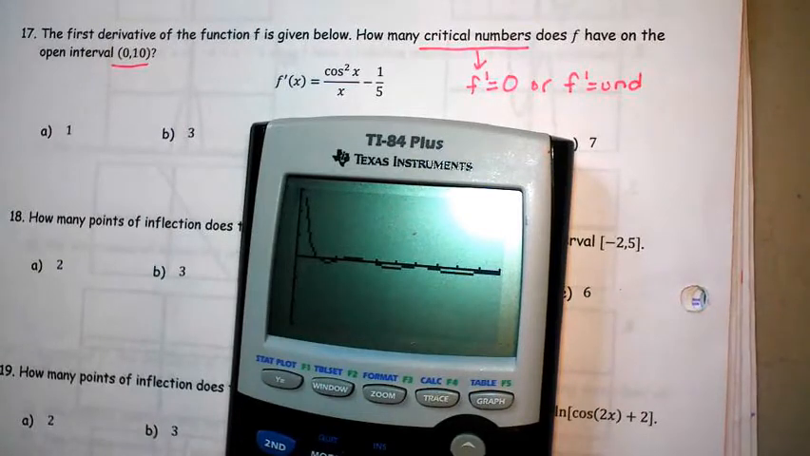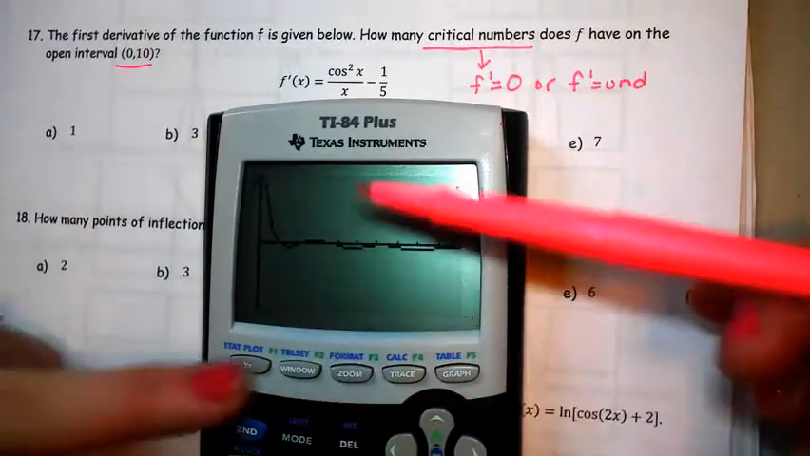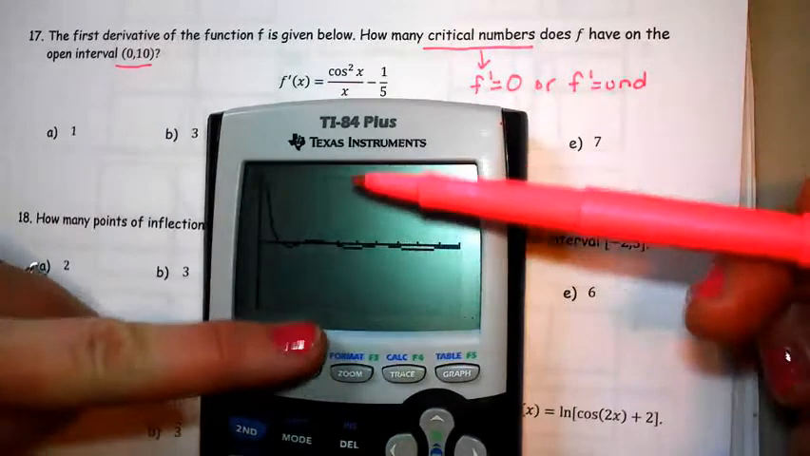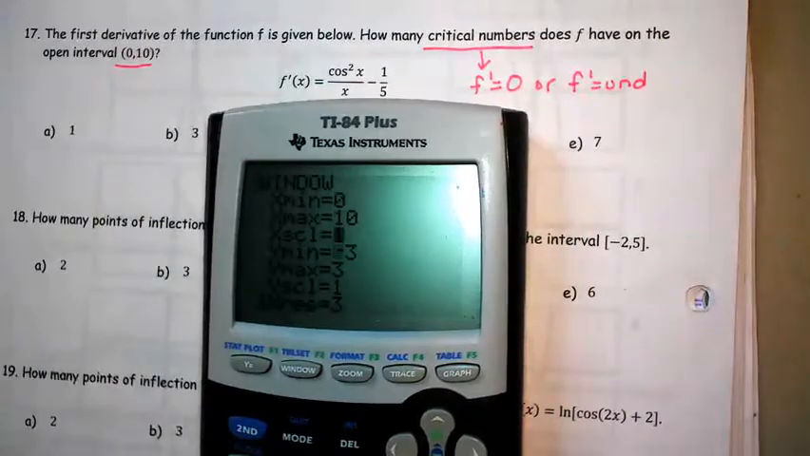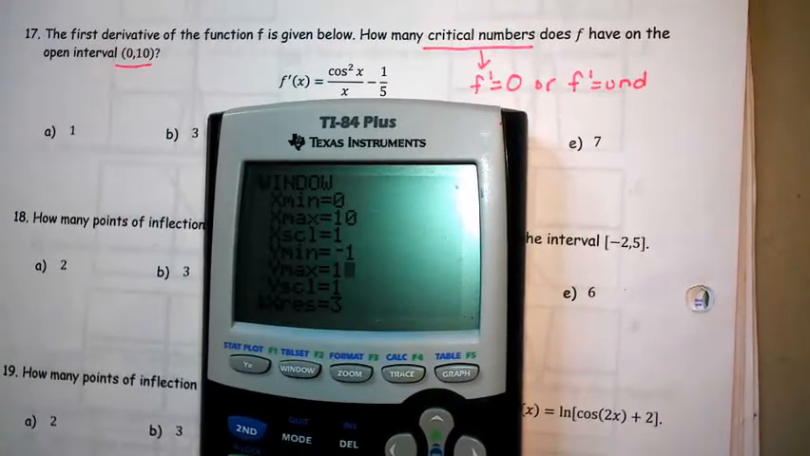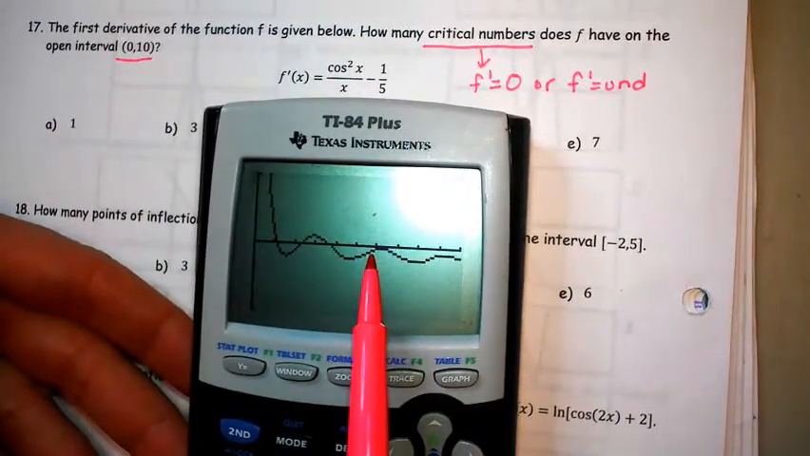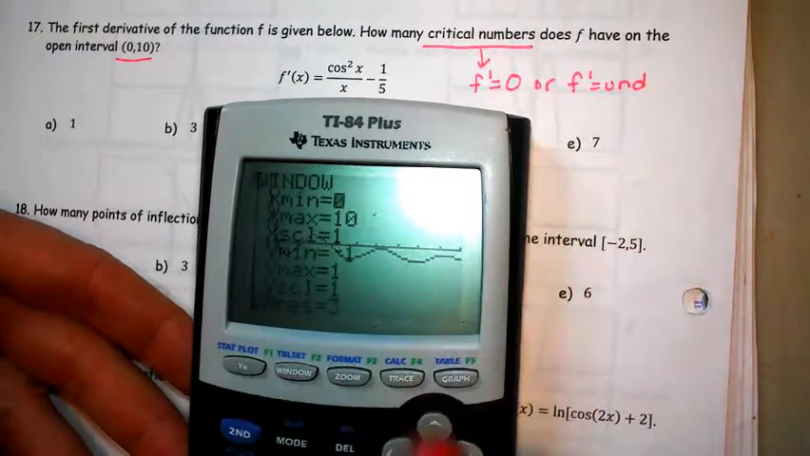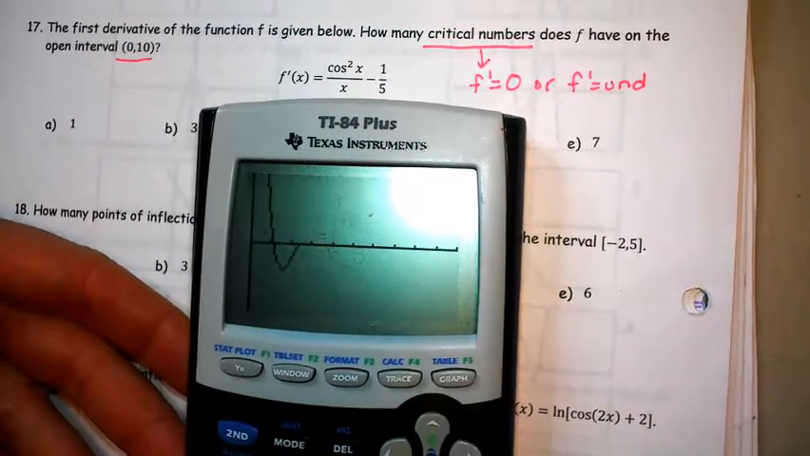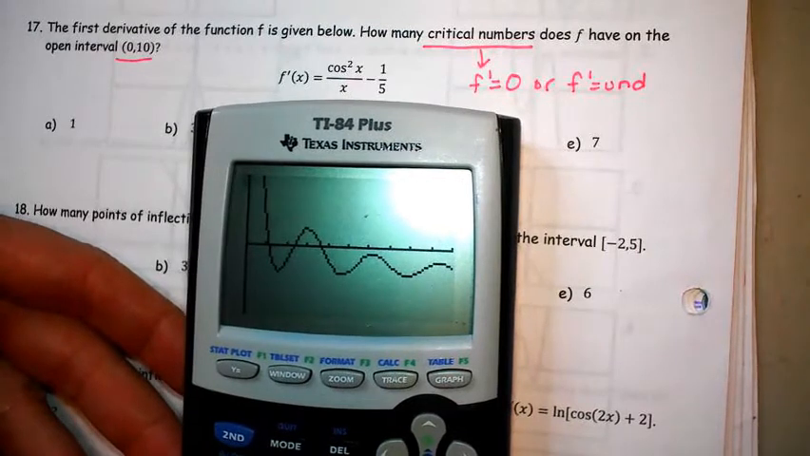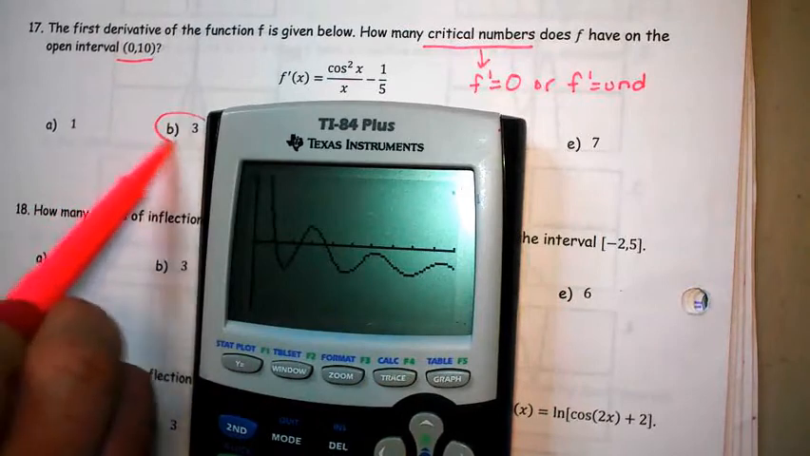Okay, it's hard to tell, at least on my graph, how many times it's 0. That means I need to change my window and really zoom in and make these y values smaller. I'm going to make my y values -1 to 1 and see if that's enough. Let's hit graph. That's still hard for me to tell. I'm going to go even further, and put my y values at -0.5 and 0.5. That's a lot easier for me to tell. How many critical numbers? 1, 2, 3. And so my answer is B.